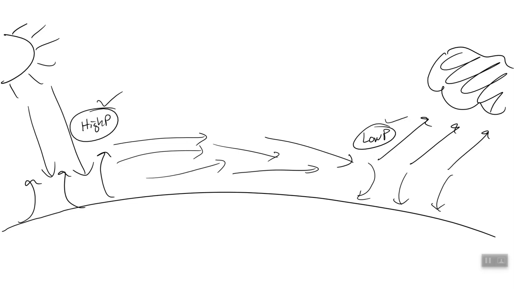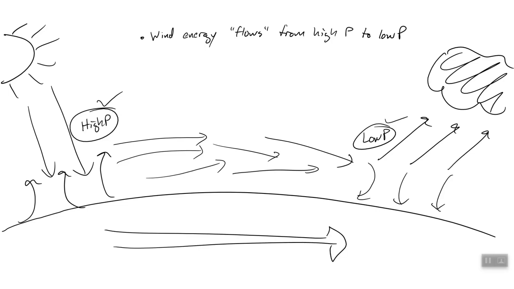High pressure, low pressure. And we see that wind energy, so the energy in the wind, actually flows from a high pressure to a low pressure. Okay, so just like solar energy, we have wind energy, which is also flowing from high to low. And again, that flow of energy is from high to low.